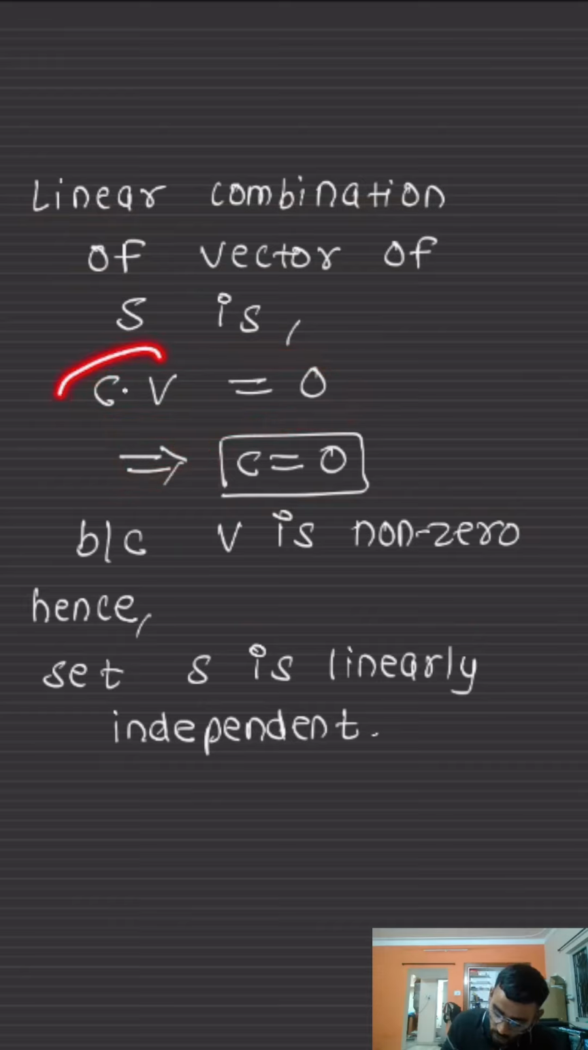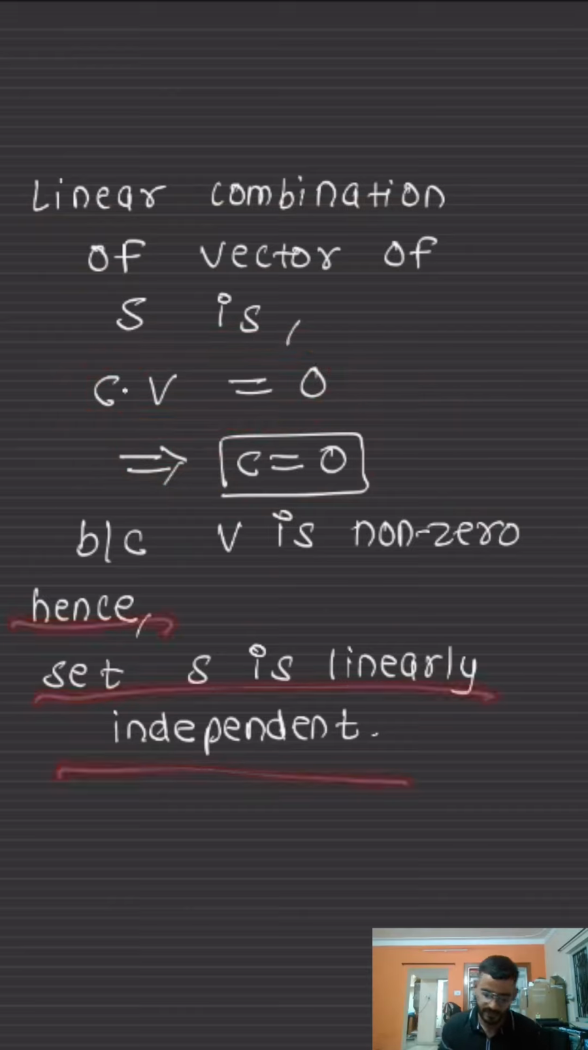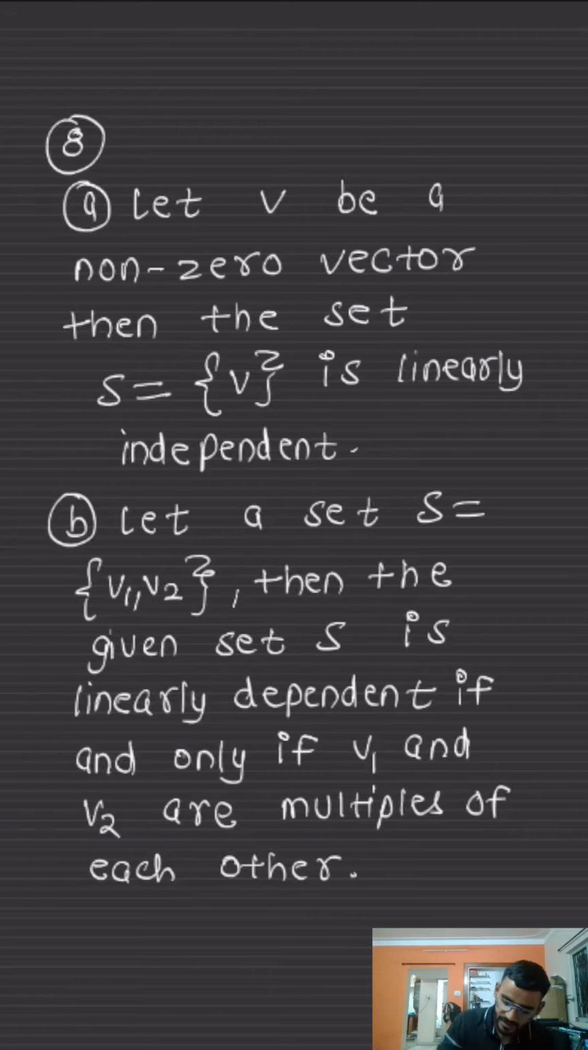This means the linear combination vanishes only when all the coefficients are equal to 0, and hence set S is a linearly independent set, which means the first statement is correct.